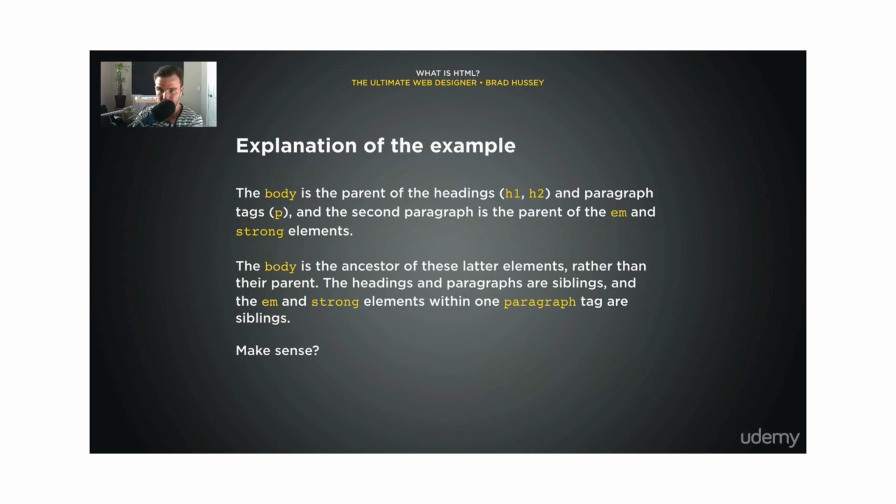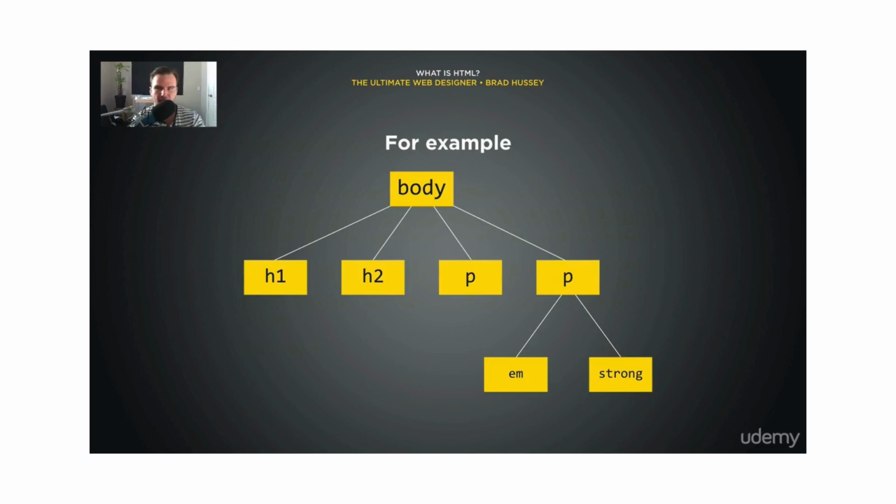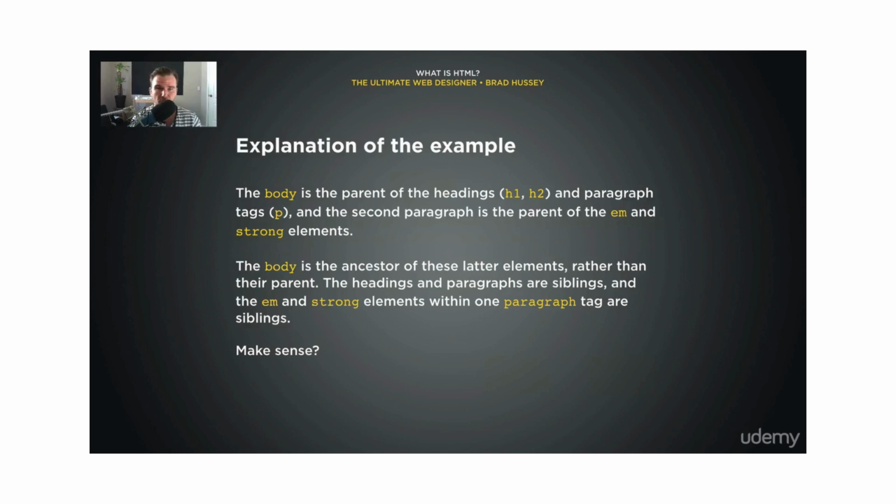And the second paragraph tag is the parent of the M and strong tags or elements. The body is the ancestor of the M and strong tags rather than their direct parent. And the headings and paragraphs are siblings. The M and strong tags are also siblings, the ones that are within that nested paragraph tag. Hopefully that makes sense. If not, just check out this slide again and get yourself a little bit more familiar. You can rewind, restart, do all that sort of stuff, but don't worry about it because we're going to be diving more into this as we go along.